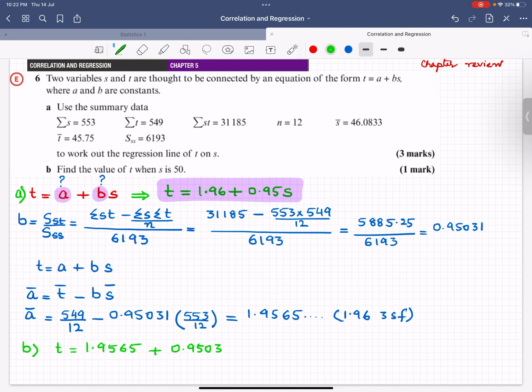0.95031. Here also I'm taking more digits to have more accuracy. So I'm just using this equation with more accurate values of a and b, and the s value that I have is 50. So in place of s, I will write 50. And once I calculate that, I get 49.5, which is rounded to 3 significant figures. And that answers part B.